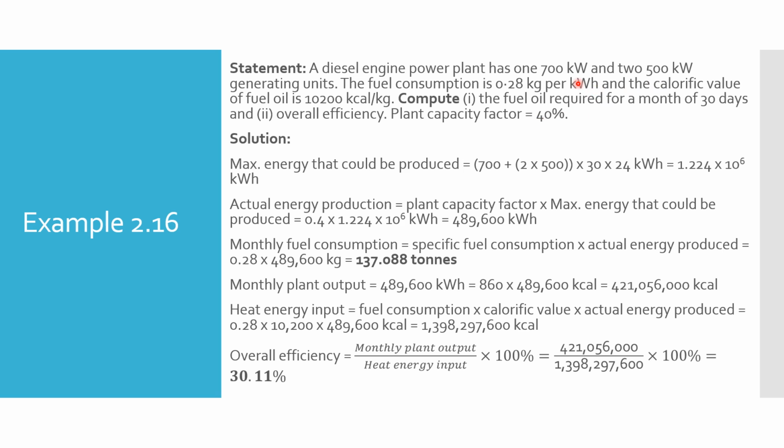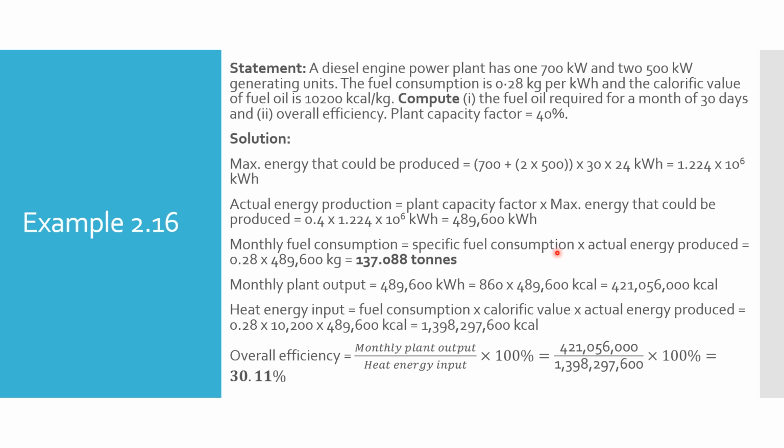You have to multiply these total kilowatts with the total number of hours in a month, which comes out to be 720, and that comes out to be 1.224 into 10 to the power 6 kilowatt hours. So maximum energy that could have been produced is this. Actual energy that is produced depends on the plant capacity factor. So actual energy production is plant capacity factor into maximum energy that could have been produced. So 0.4 into that amount you have already found, and that gives you 489,600 kilowatt hours.